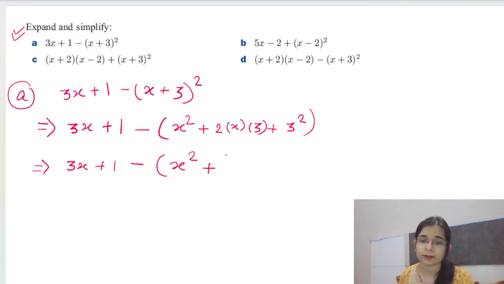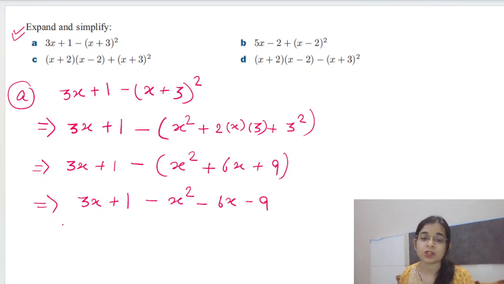x square plus 3 into 2, 6x, plus 9. Now you can see inside the bracket we can't further solve it. Now we will open the bracket, and obviously you know whenever there is a minus sign outside the bracket we are going to change the sign of each and every term. By changing, I mean if it's plus we will write minus, if it's minus we will write plus. So here all the terms were positive, so now we will write all the terms as negative. So here this is 3x and minus 6x, we can combine them.